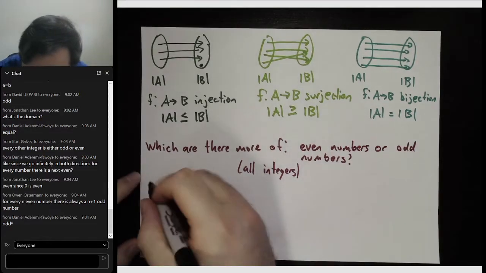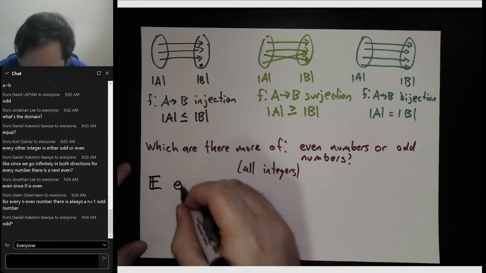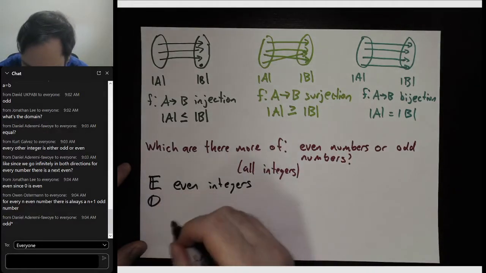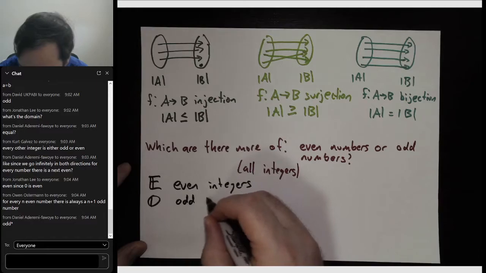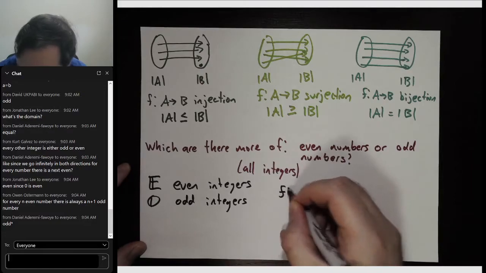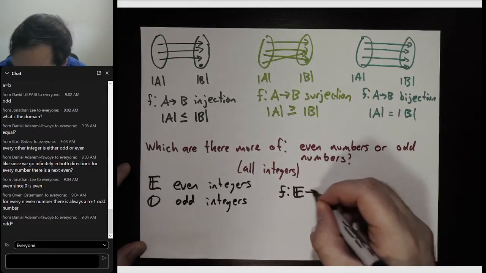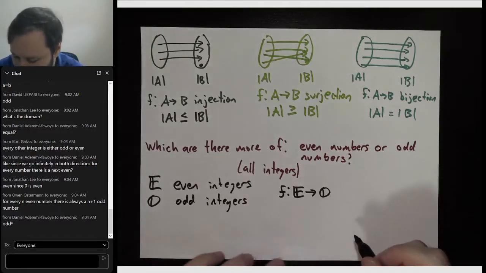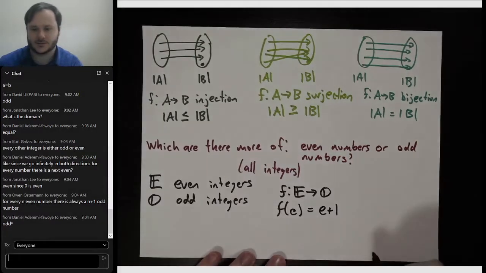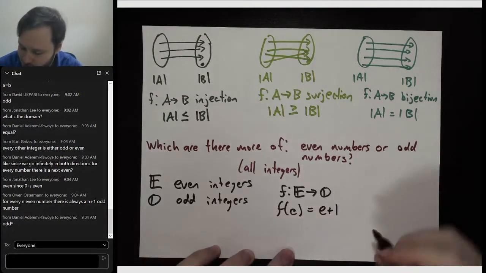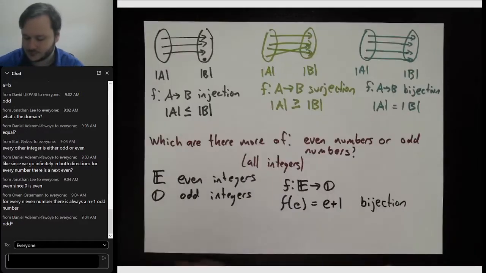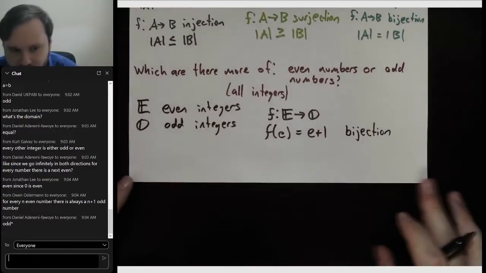So if I let E be the set of even integers, and O be the set of odd integers, then the function f that maps an even integer into an odd integer by f of e is equal to e plus 1. This is a bijection. Let's prove it's a bijection. Let's do that rigorously.